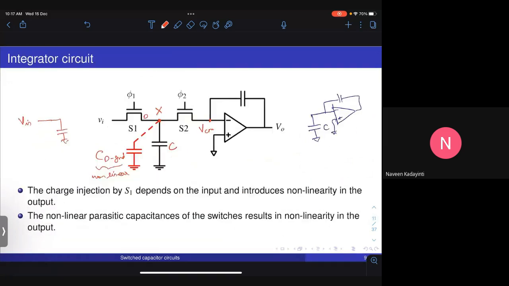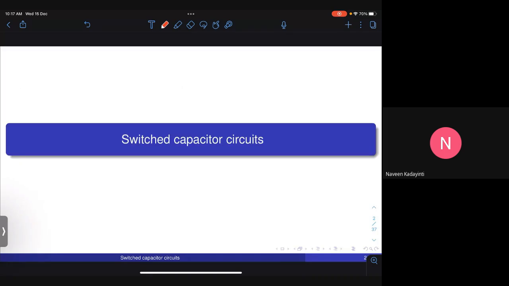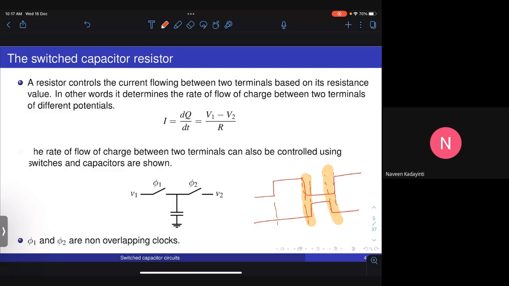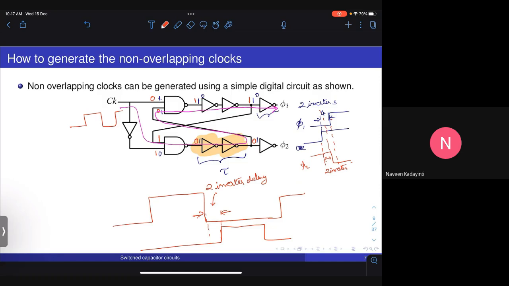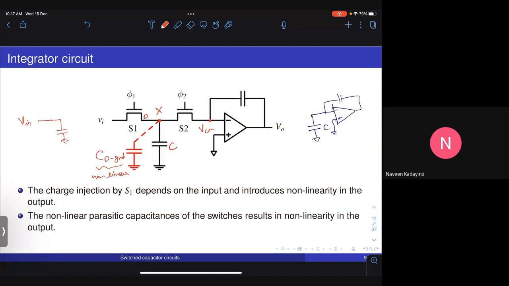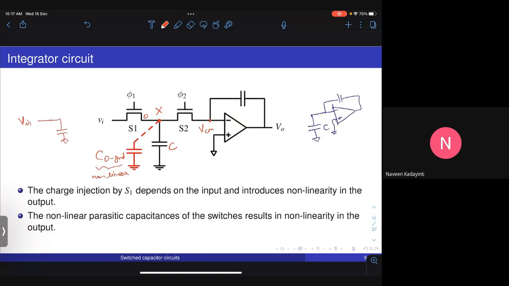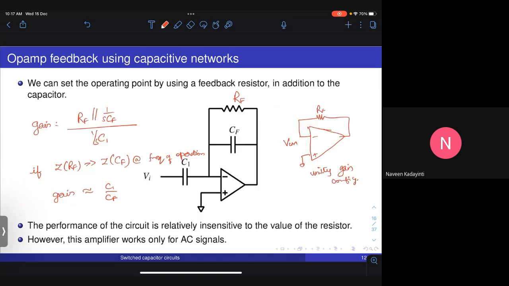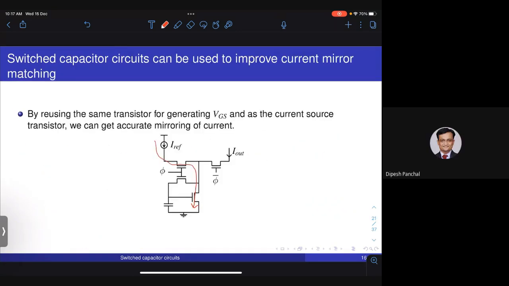We have discussed very simple circuits today till now. First, understanding that resistors are difficult to make in CMOS processes. We saw how to make resistors using switches and capacitors, how to generate a non-overlapping clock for this, and what the problems are with making a simple switched capacitor integrator, how to address them using an arrangement of switches, how to make inverting amplifiers using switched capacitor circuits, how to generate common mode feedback. One more thing is how to generate mirrors.